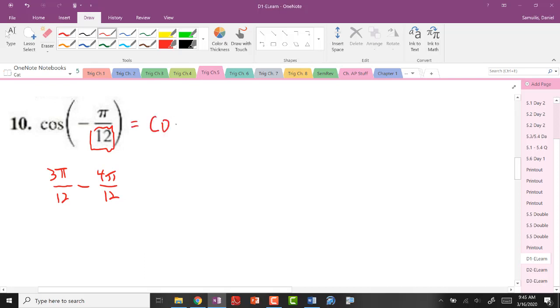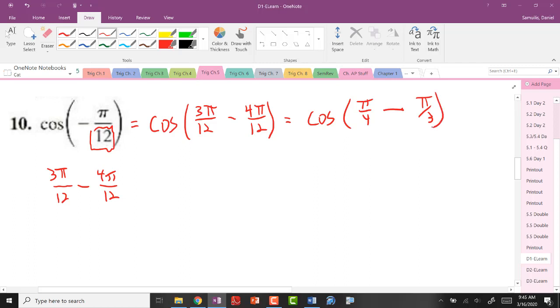This is equal to cosine of the difference of these two angles. So I'm going to go ahead and use the difference identity. Why these two? Because they reduce to be pi over 4. That's a 45 in quadrant 1. And then this one's pi over 3, which is the 60 in quadrant 1. And now I have those two angle measures where I can evaluate cosine exactly, and sine.